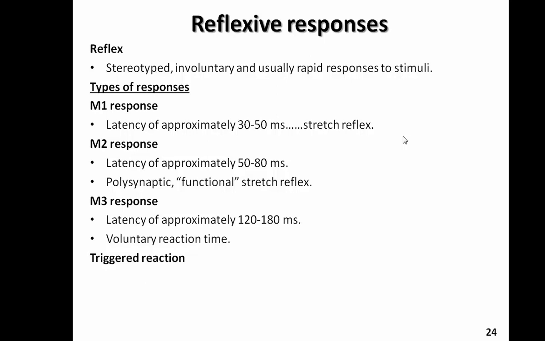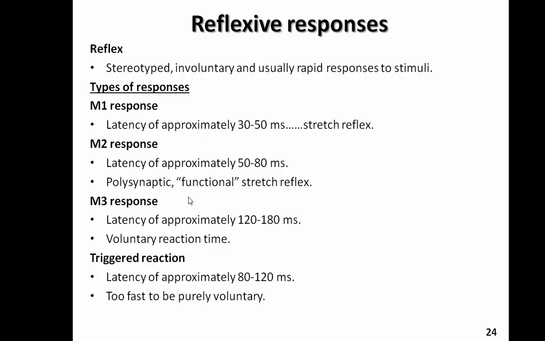The third type are what are called triggered reactions, and these have reactions that are somewhere between M2 and M3. And so these are reactions that are too fast to be purely voluntary, but are longer than M1 and M2 because of the polysynaptic nature of these reactions. And one example is responding to a trip while walking.